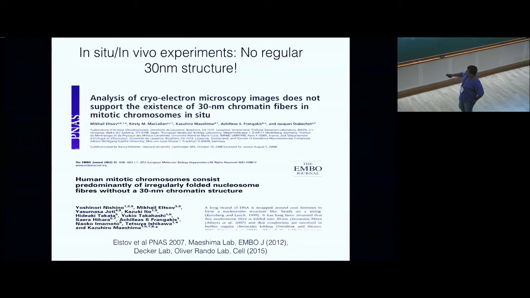So, for example, these are some titles. "Analysis of cryo-electron microscopy images does not support the existence of 30 nanometer chromatin fibers in mitotic chromosome in situ." "Human mitotic chromosomes consist of predominantly irregularly folded nucleosome fibers without a 30 nanometer structure." There are many other experiments. I just showed 2 samples, and many labs studied this. And with the recent emergence of Hi-C and chromatin conformation capture experiments, even they argue that there is no clear regular structure of chromatin, and therefore chromatin is irregular in vivo, is what all the experiments indicate.